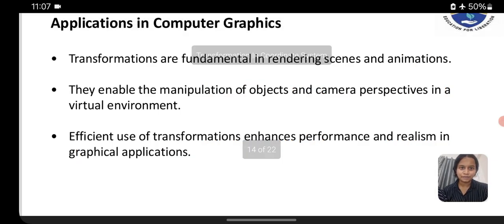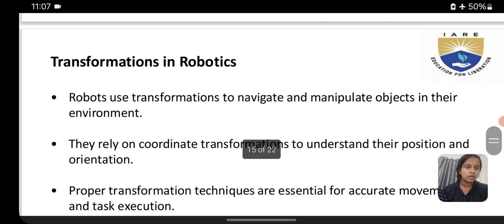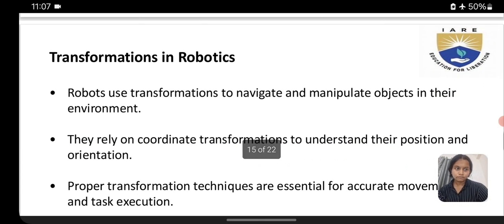Computer graphics applications. Transformations are fundamental in rendering scenes and animations. They enable the manipulation of objects and camera perspectives in a virtual environment. Efficient use of transformation enhances performance and realism in graphics. Next slide talks about transformation in robotics. Robots use transformations to navigate and manipulate objects in their environment. They rely on coordinate transformation to understand their position and orientation.